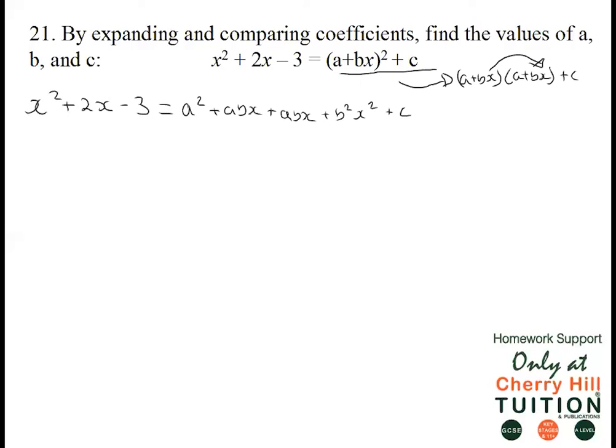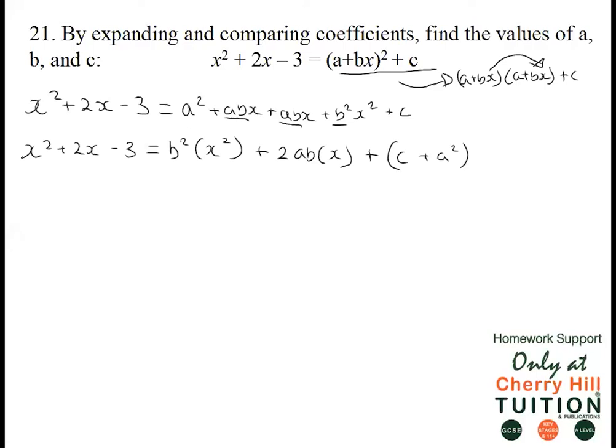Now let's group it so the coefficients are all together. So x squared plus 2x minus 3 is equal to, so let's start with the x squared. So the only thing in front of the x squared is b squared. So b squared x squared. Now let's move on to the x's. So we have ab and ab. So 2ab brackets x. And then anything without the coefficient of x or x squared goes at the end, which is plus c plus a squared.